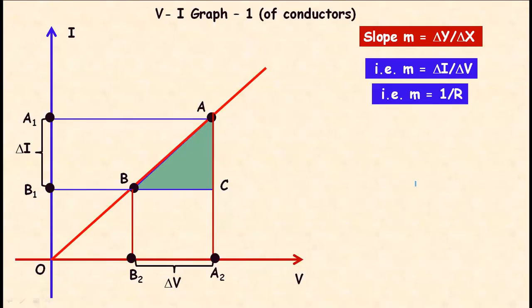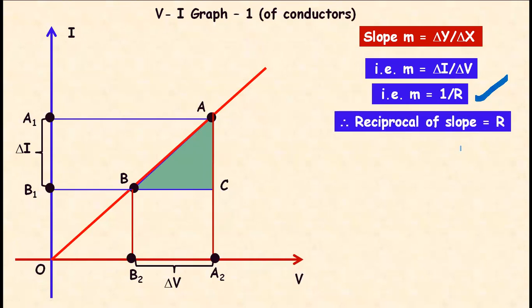So what should I do to get resistance then? After finding the slope, to get resistance, I have to take the reciprocal of the slope. So M is equal to 1 by R. Therefore, I get the reciprocal of the slope, that is 1 by M is equal to R.